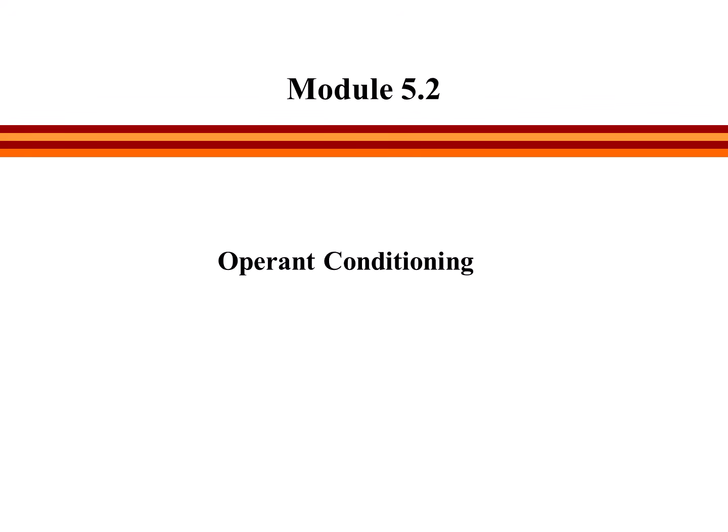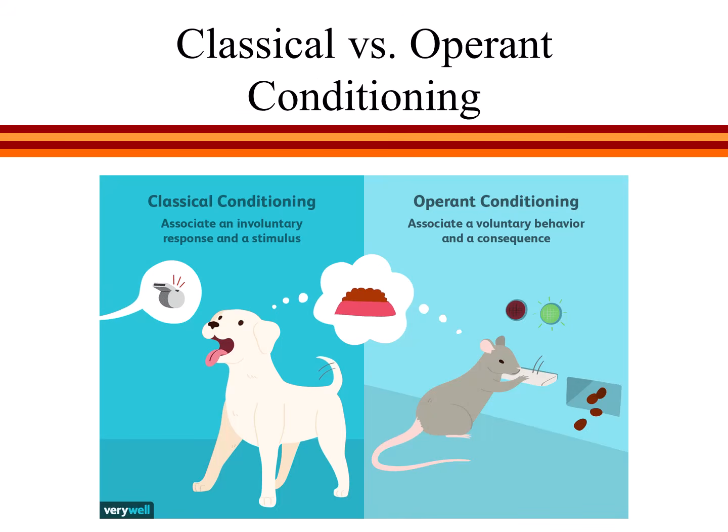In the previous video, we covered the basics of classical conditioning. In this video, we now turn our attention to operant conditioning. Whereas classical conditioning is about pairing two stimuli in the environment, operant conditioning is about pairing voluntary behaviors with outcomes.